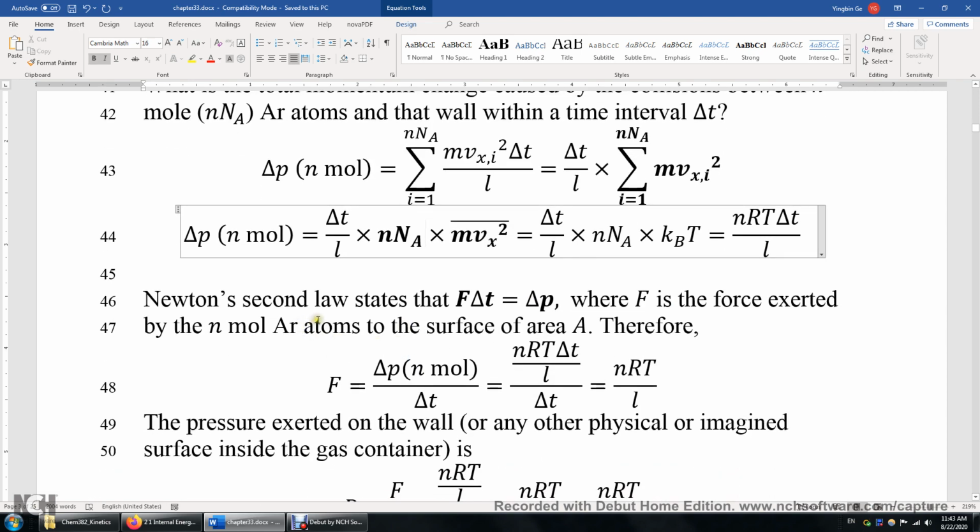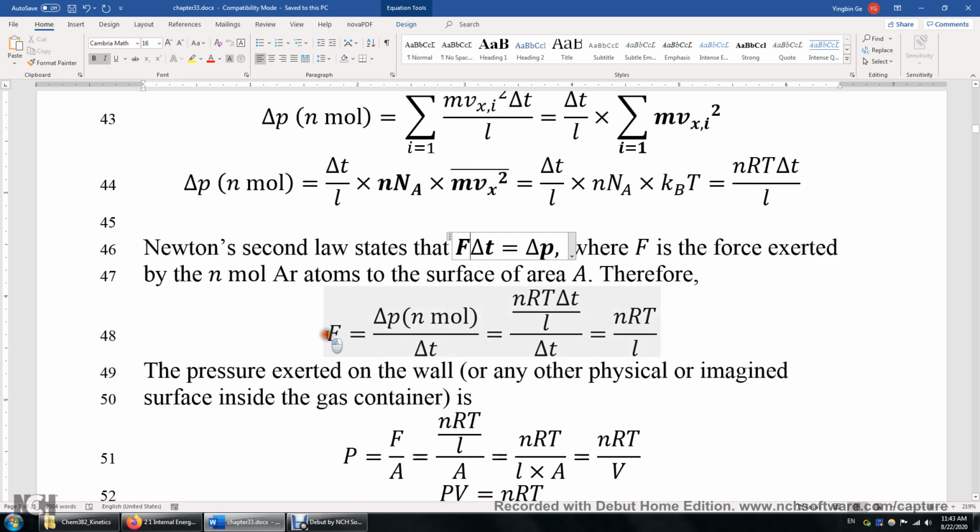Now let's review Newton's second law. It states that if the momentum of a particle changes, it's caused by an external force. And the equation is F times delta t is equal to delta P. Now we have this delta P here. Can we calculate the force? Yes, it's delta P over delta t. So we use this equation from Newton's law, and we plug in the expression of delta P. It's right here. And then we have this momentum change of all argon atoms within time period delta t divided by that time period. All right, we have the expression for the force exerted on that shaded area. It's nRT over L. It does depend on the width or the length of the box.